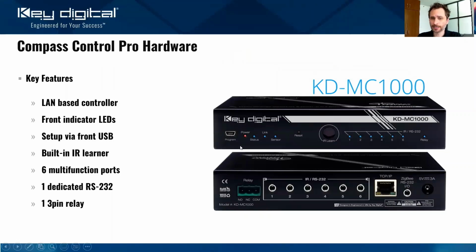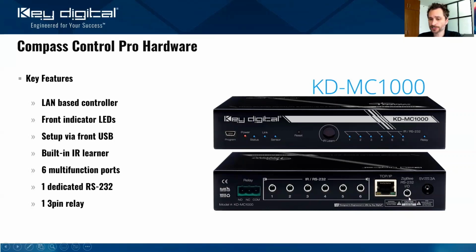We have the USB port in the front there that you plug in. That's where you set the IP address, load firmware, etc. There's also on the front a built-in IR learner. Hold your remote about 4 to 6 inches away from that, and you can capture IR codes if it's a device remote that we don't have in our system yet. We show you how to do that in the C2 videos. The 6 multifunction ports are very, very flexible. I'll show you about those in a moment.